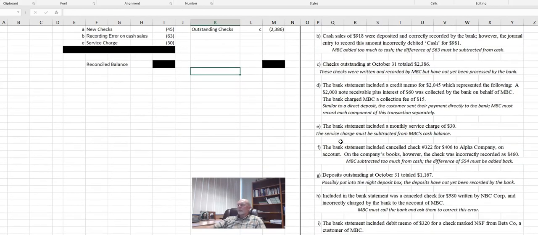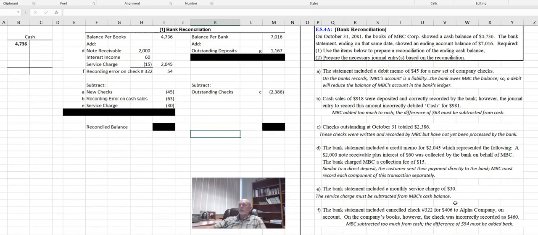Okay, let's see. Item H. Included in the bank statement was a canceled check for $580 written by NBC. Well, we're NBC. So the bank incorrectly charged this to our account. So that $580 actually has nothing to do with us. So the first thing we want to do is call the bank, make sure they recognize their error, and then when they agree, they will add that amount back to our balance. And so we're going to go ahead and add that back here to correct for that bank error.